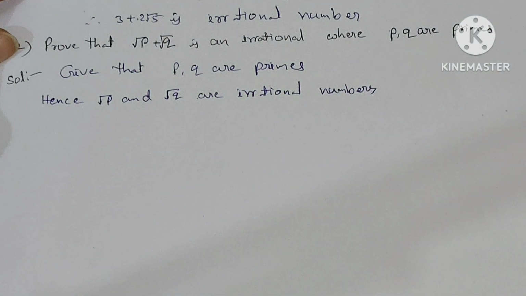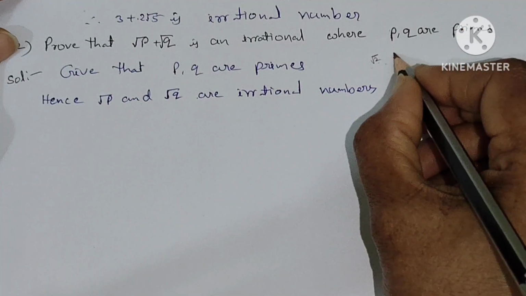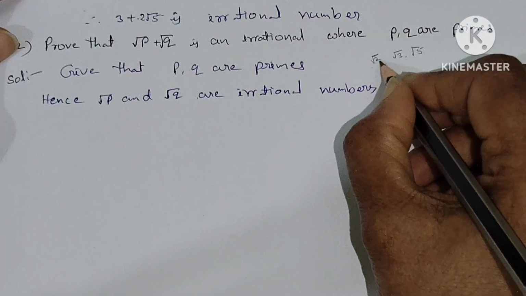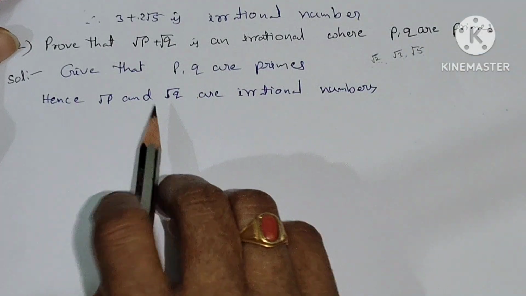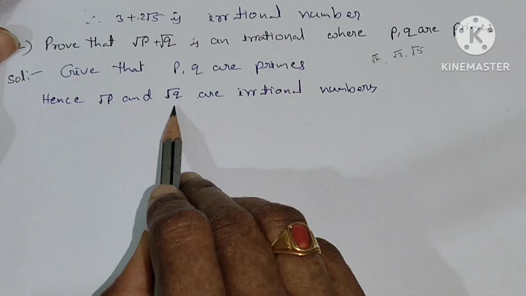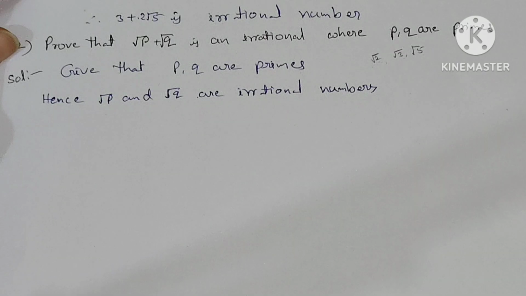So suppose root 2 is an irrational number; here 2 is a prime. Root 3, root 5, these are all irrational numbers. Here 2, 3, 5 are the prime numbers. So same here, p comma q are the primes. Primes means root p and root q are the irrational numbers.